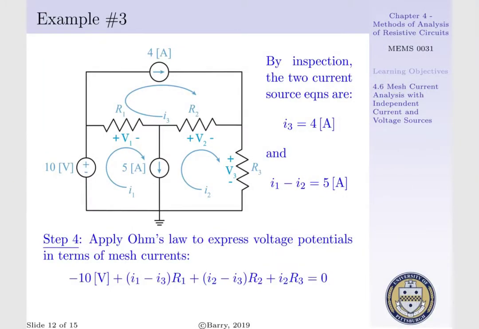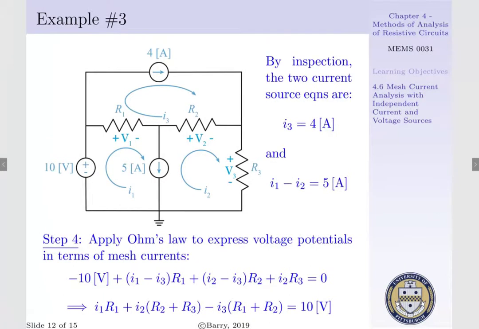Step 4 is to apply Ohm's law such that we can express our voltage potentials in terms of our mesh currents and resistances. We have the following. Minus 10 volts plus V1, which is expressed as I1 less I3 times R1, plus V2, which is expressed as I2 less I3 times R2, plus V3, which is expressed as I2 times R3 is equal to 0. Simplifying this expression, we have the following. I1 times R1 plus I2 times the quantity R2 plus R3 minus I3 times the quantity R2 plus R1 is equal to 10 volts.